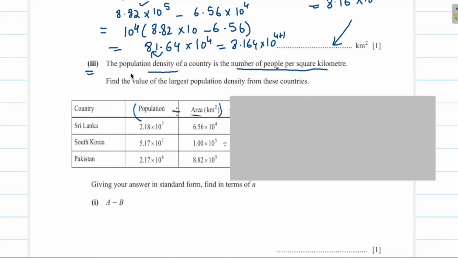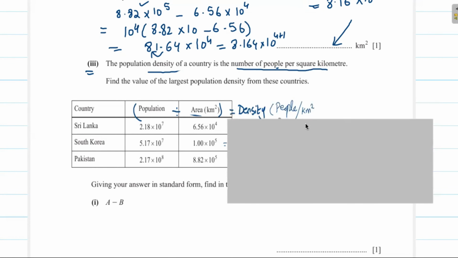The third part of this part A, the population density of a country in the number of people per square kilometer. Find the value of largest population density from this country. Now you see here the density of a country is equal to the number of people divided by area. We can find the population density, the population divided by area.